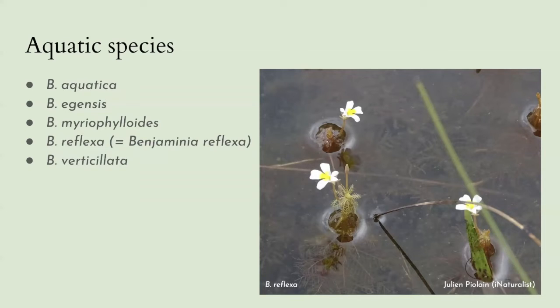As far as the aquatic species, there are some that are fully aquatic, including this species, Bacopa reflexa, which previously has been treated in a separate genus, Benjaminia. We have the dissected leaves you can see underwater here, and the aerial flowers, of course.